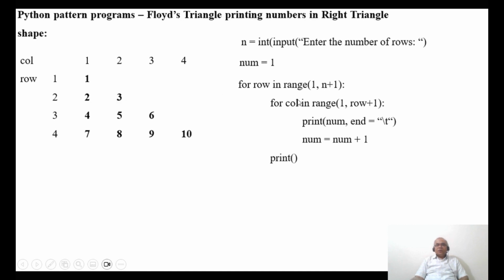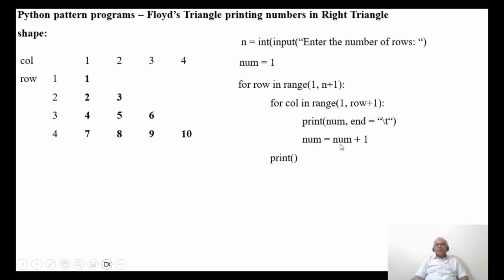Suppose in the second row, it becomes 2, 2 plus 1 becomes 3, that means you are going to have 2 columns. And when you take 3, 3 plus 1 becomes 4, that means you are going to have 3. And when you have 4, 4 plus 1 becomes 5, so that means you are going to have 4 columns in the fourth row. So, this is how it works.